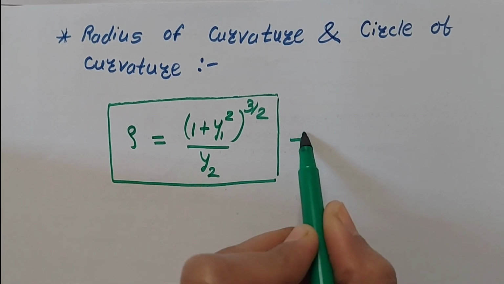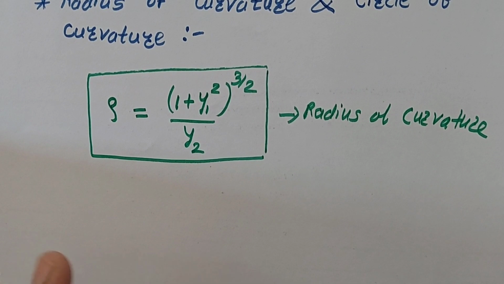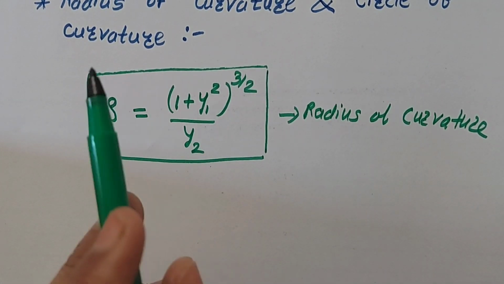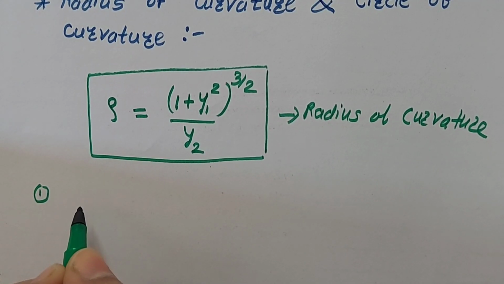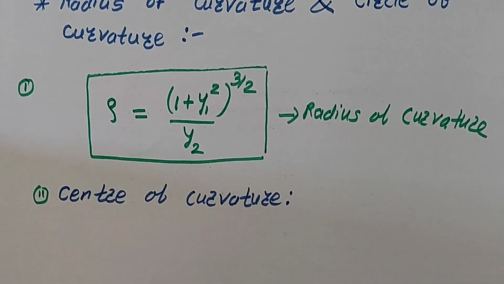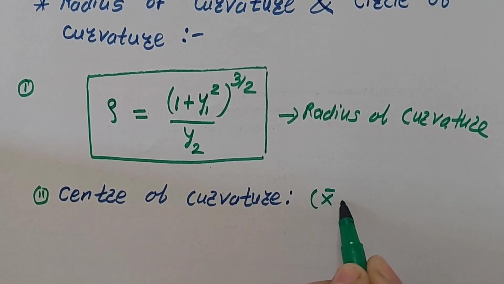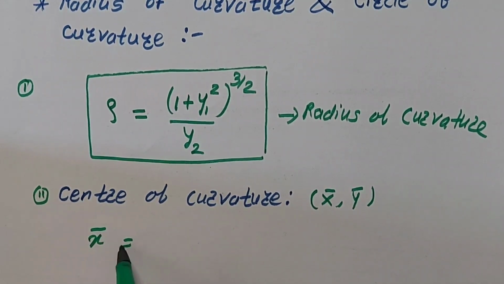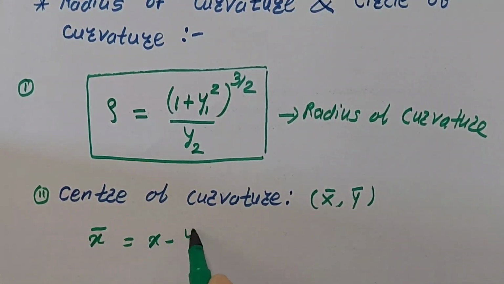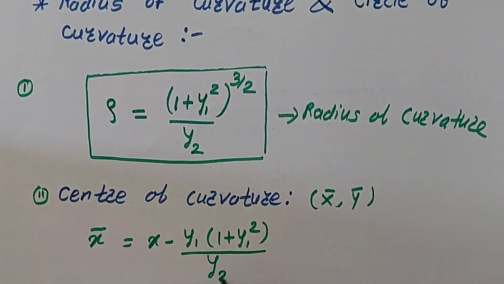तो ये हो गया हमारा formula for to find radius of curvature. Now the second formula is for circle of curvature. Before circle of curvature we find the center of curvature, that means we are finding the center point, and it is denoted by (x bar, y bar). The formula for x bar is x minus y1 times (1 plus y1 square) divided by y2.